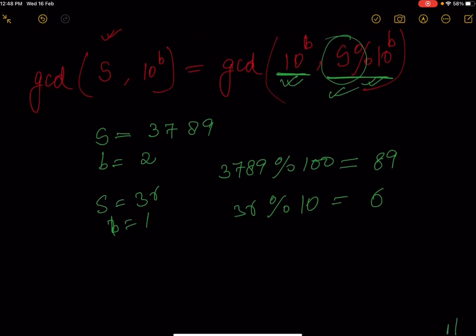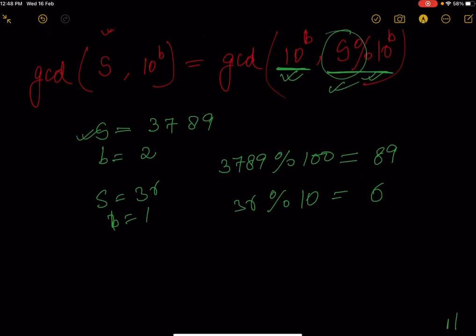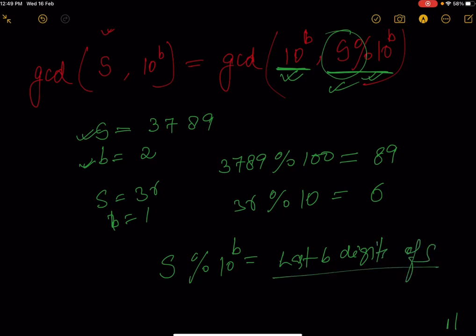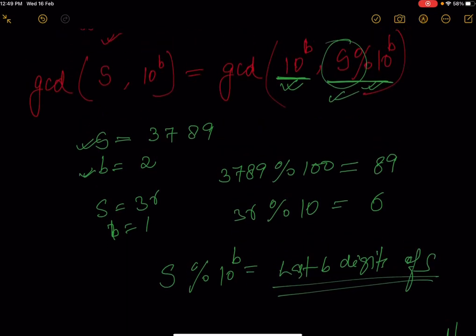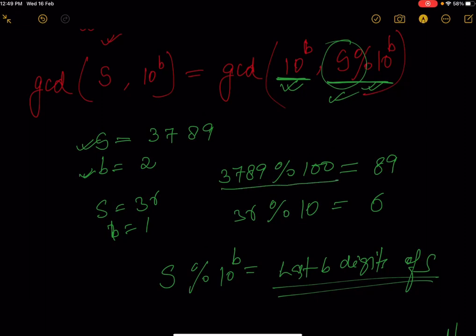If you try it out with various values of s and b, you will find that whenever you need to find s modulo 10 to the power b, it is nothing but the number formed by the last b digits of s. For example, when you have to find the first one, there are two zeros, which means it is actually 10 to the power 2. So when you are taking s modulo 10 to the power 2, you are basically taking the last two digits, that will give you 89.